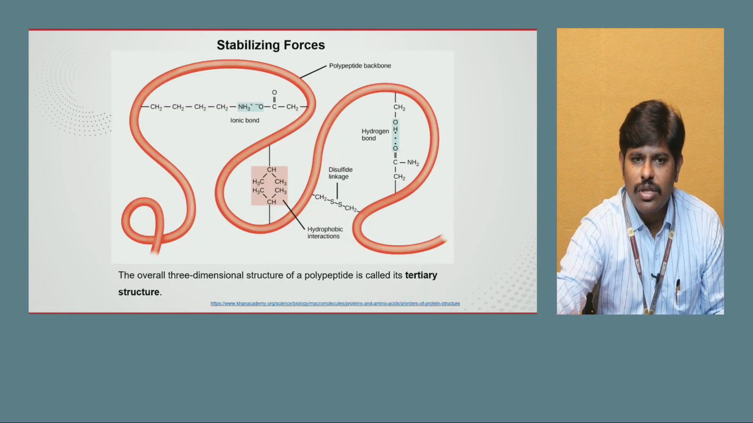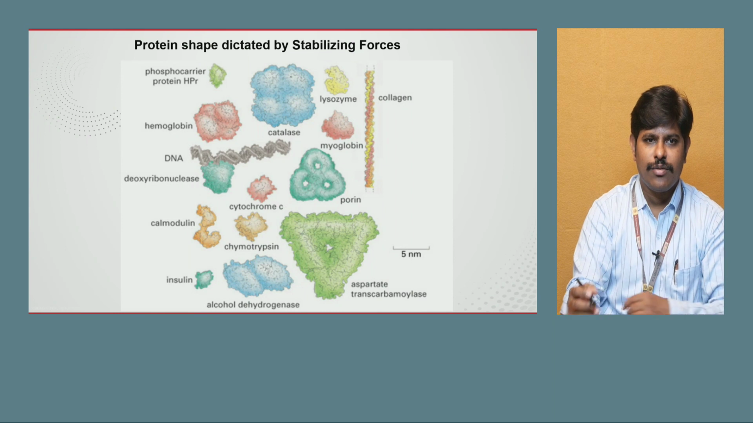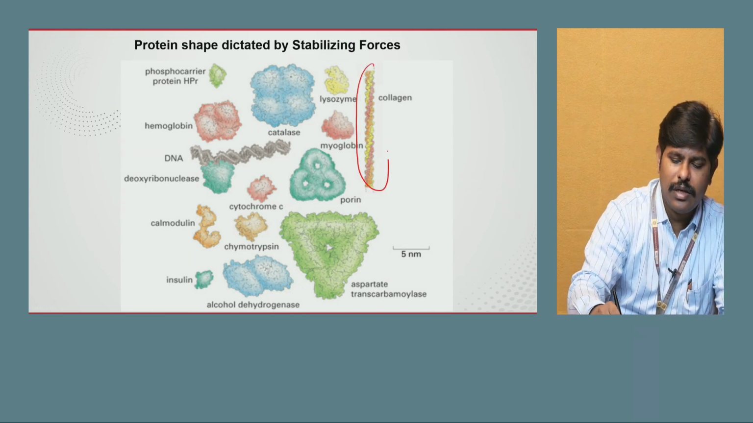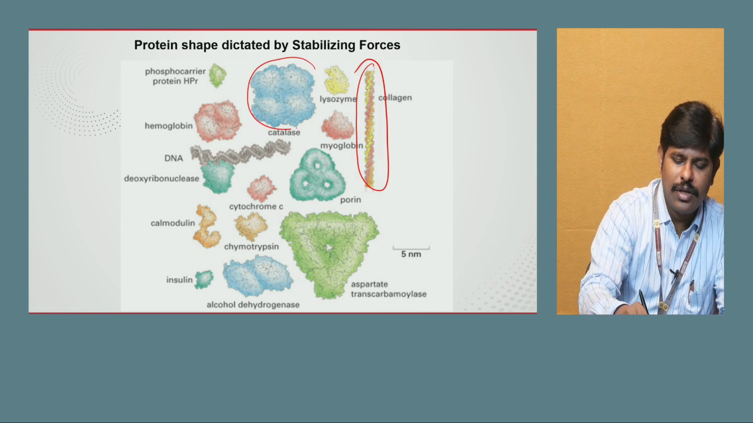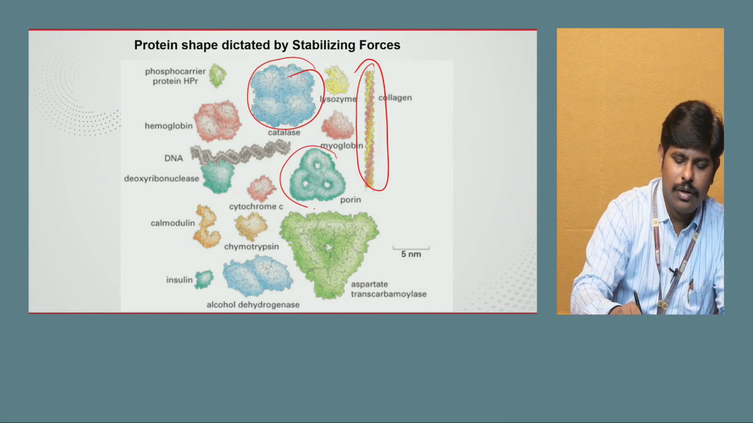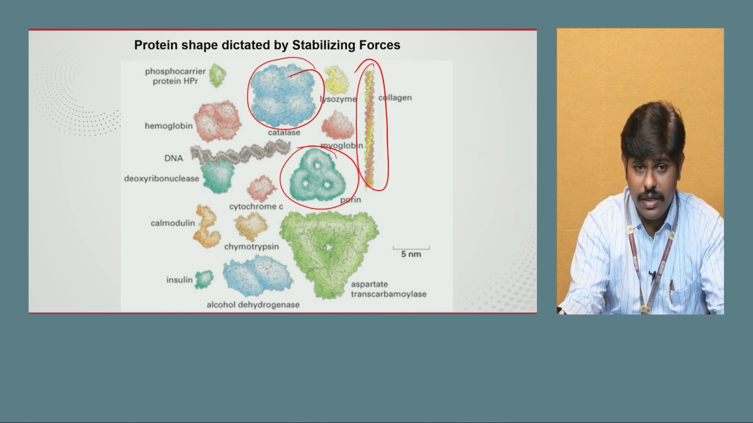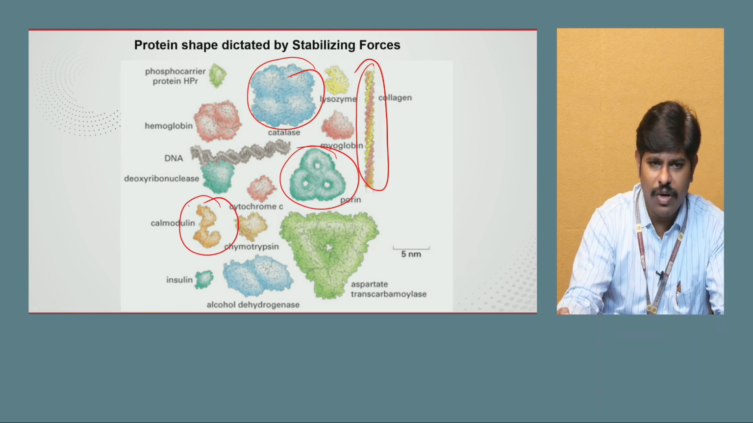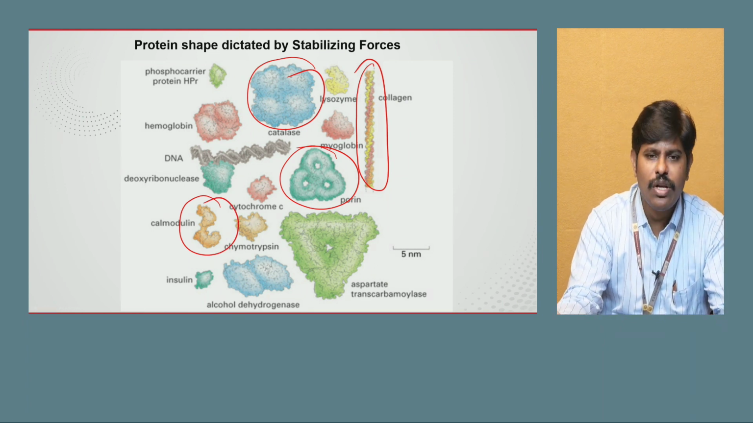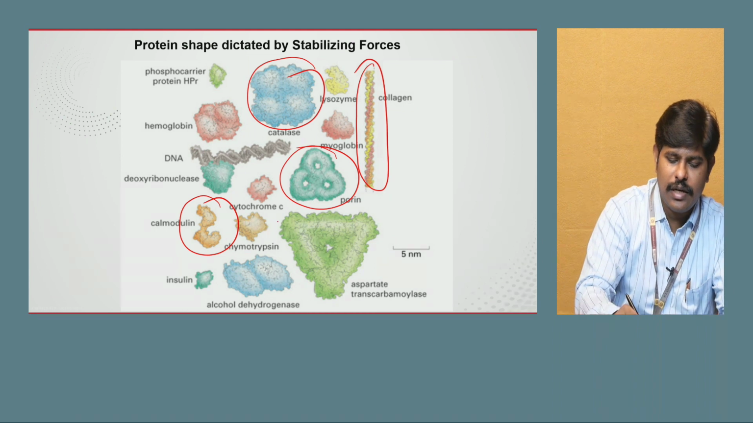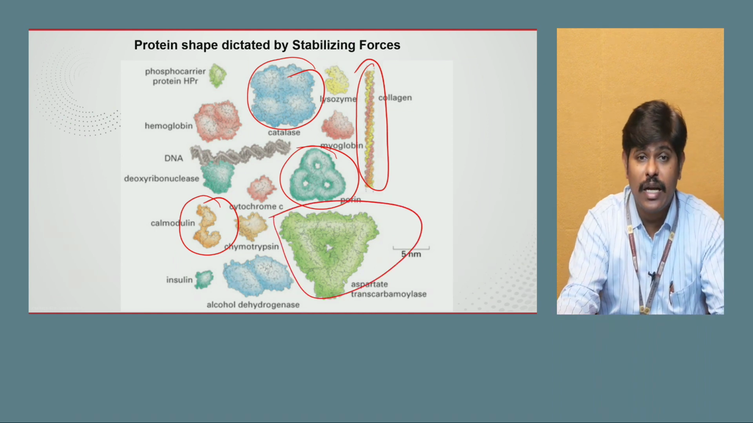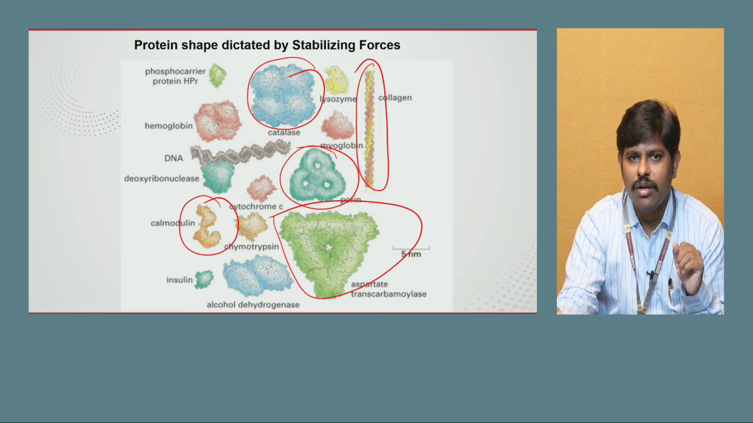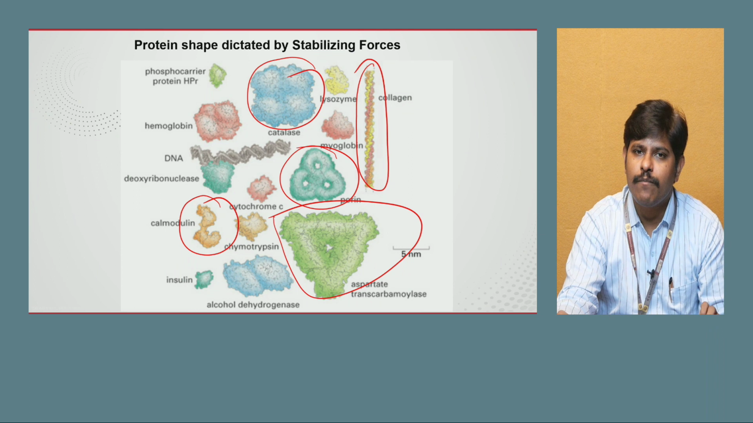So based on the composition of the stabilizing forces and amino acid compositions, a protein can be linear, it can be a porous substance kind of shape, or it can be a question mark shape here. Very complex shapes can be seen here. Triangular or pyramid-like shapes can be observed in proteins here, because all these things are dictated by stabilizing forces present in the protein structure here.